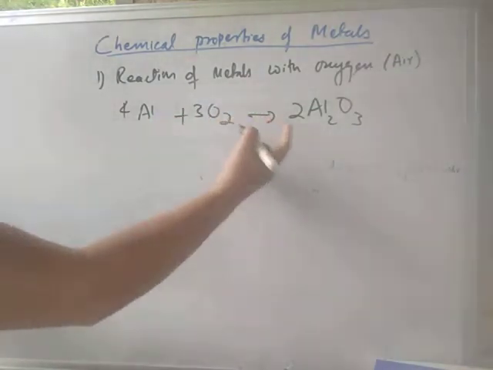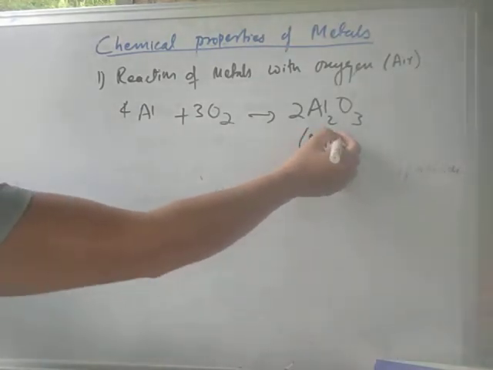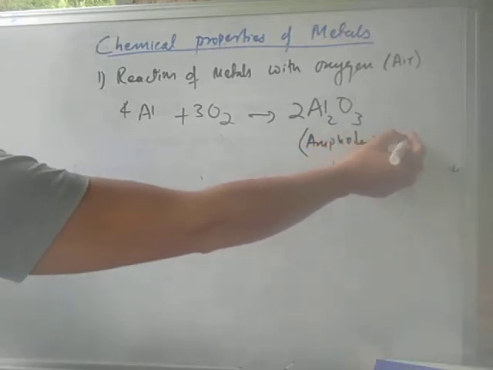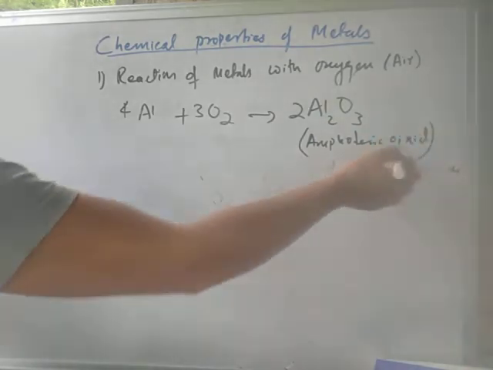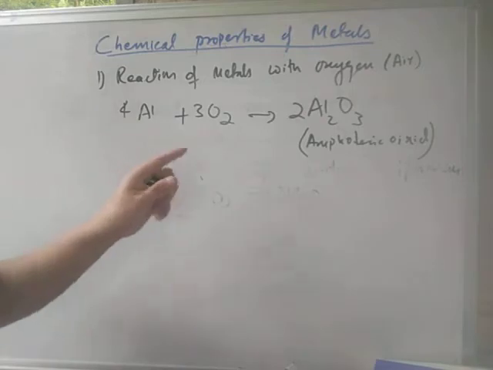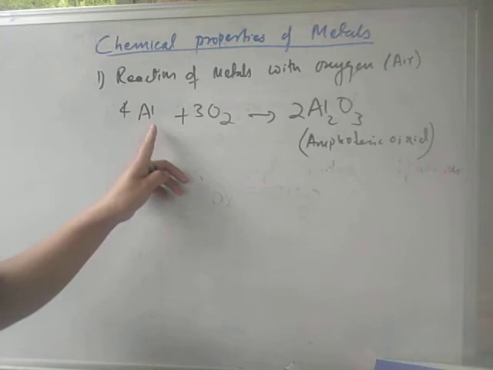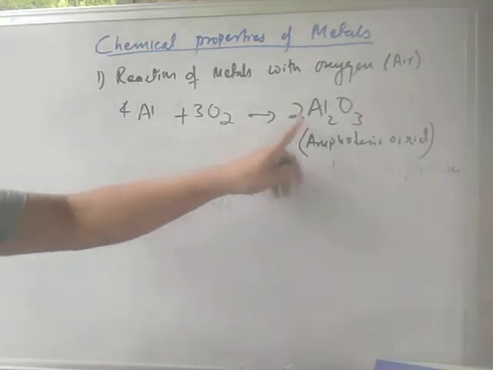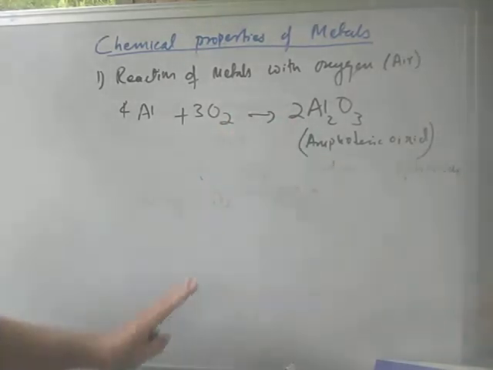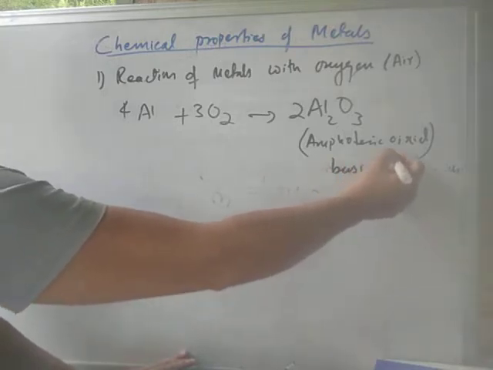This oxide, aluminium oxide, is called an amphoteric oxide. Why? Because this oxide shows basic as well as acidic nature.